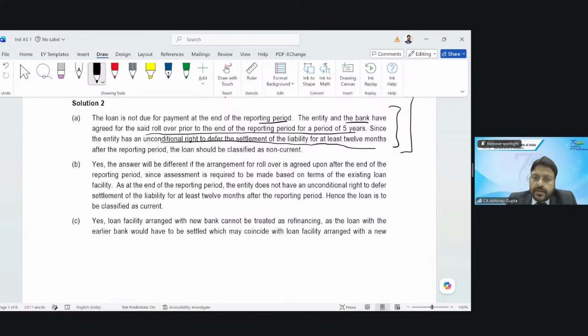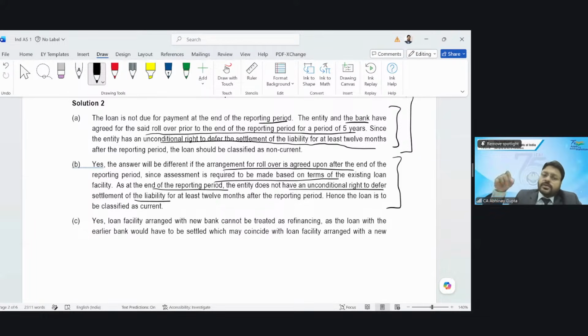Yes, the answer will be different if the arrangement for the rollover is agreed upon after the year end, because the assessment is required to be made on the basis of the terms and conditions of the loan existing on the reporting date. At the end of the reporting period, the entity does not have the unconditional right to defer the settlement of the liability beyond the next 12 months, right? And hence the loan has to be classified as current in this case.